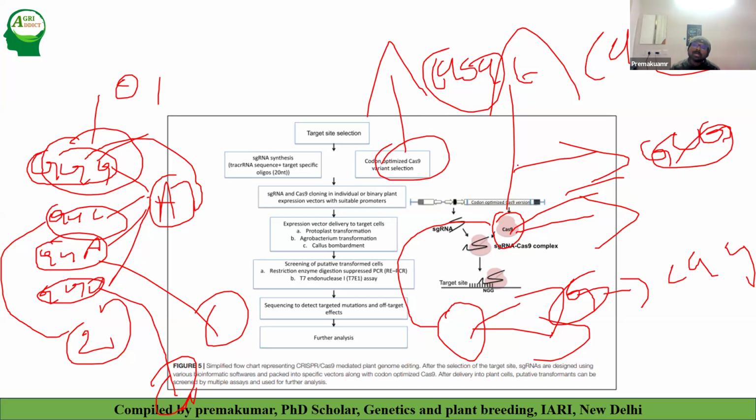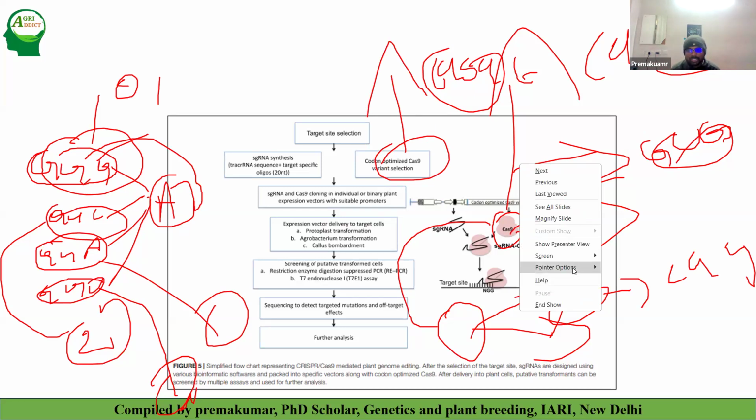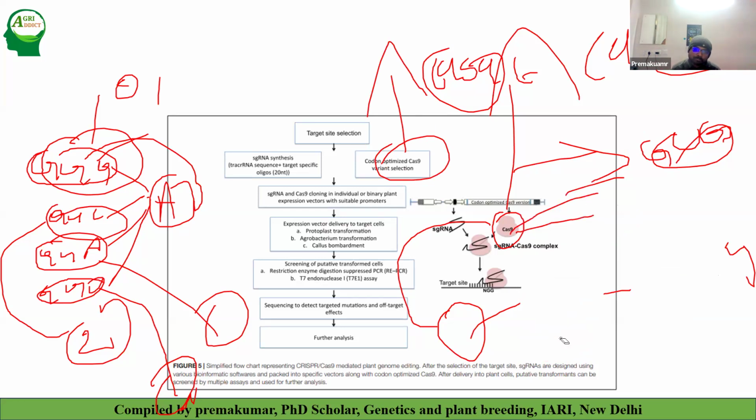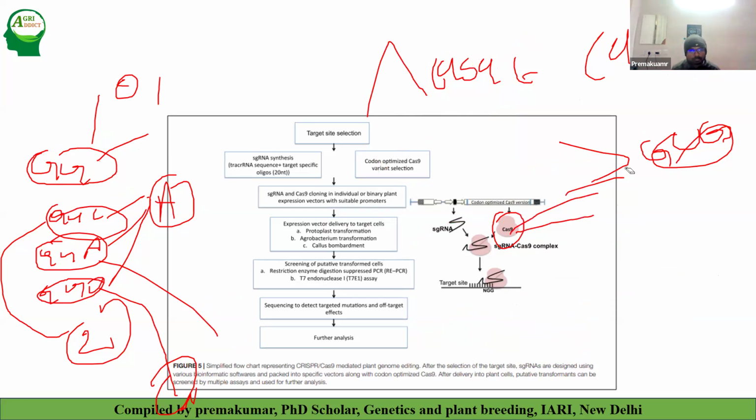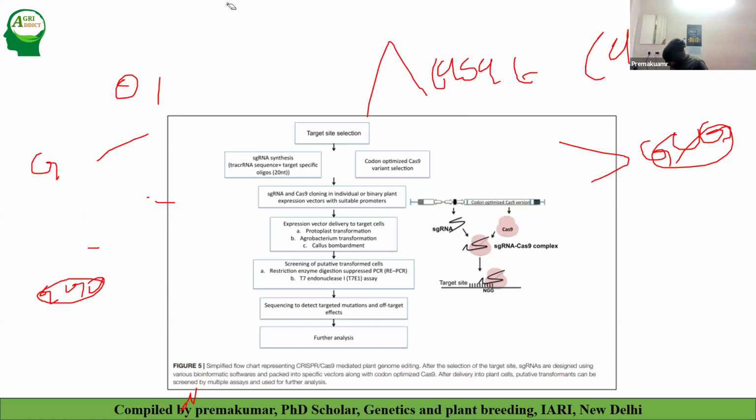To overcome the effect of codon bias, you have to optimize the codon: find which codon the particular species uses, and modify accordingly. Then you introduce it. Understood what codon optimization and codon bias are? Okay, sir.